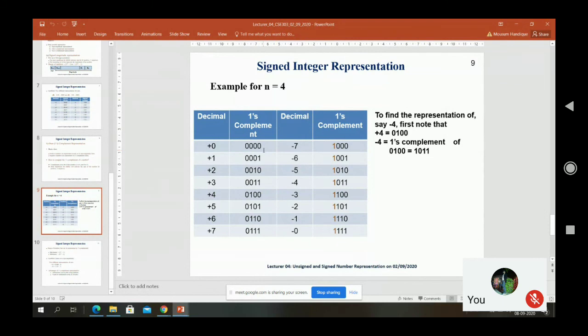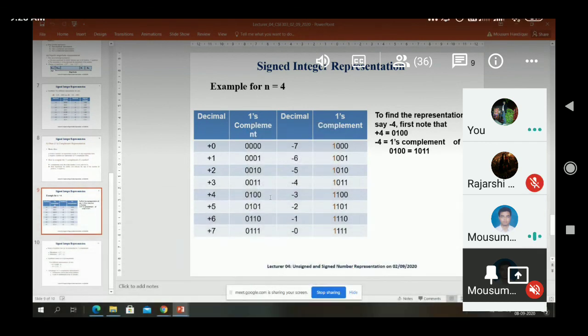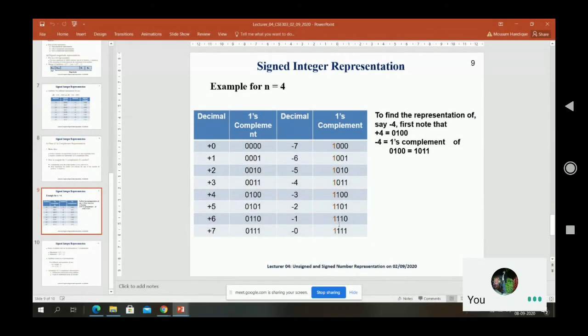But when we apply minus 0, it is represented as 1, 1, 1, 1. Yes or no? So that means we are using two different bit sequences to represent the same number.